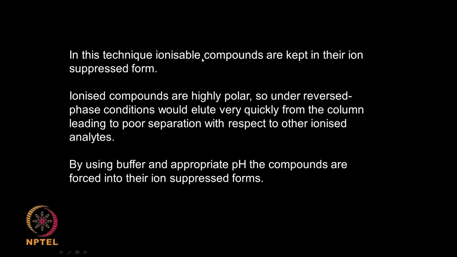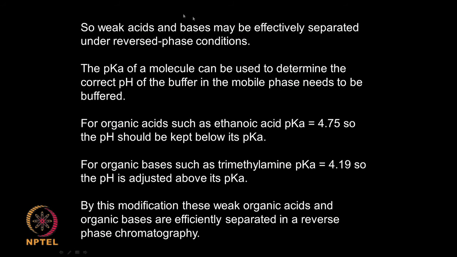So, in this technique, ionizable compounds are kept in their ion suppressed mode, because ionized compounds are highly polar. So, we can use a buffer at an appropriate pH, and once we know the pK value, we can keep it in the suppressed state. So, weak acids and bases may be effectively separated under reverse phase conditions. The pK of a molecule can be used to determine the correct pH of the buffer.